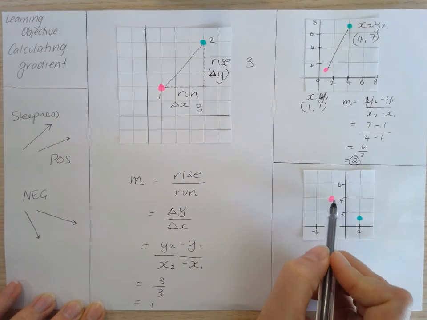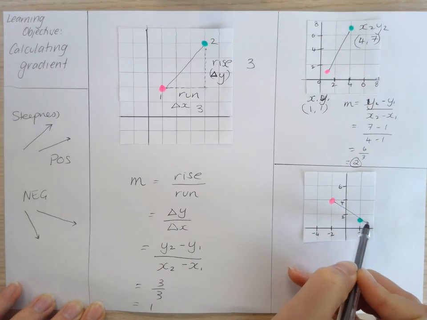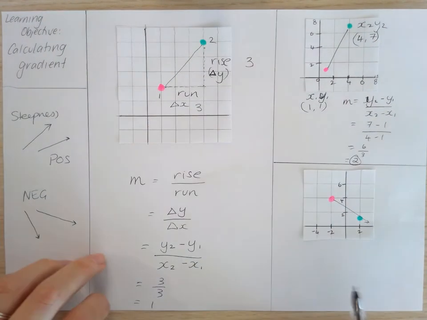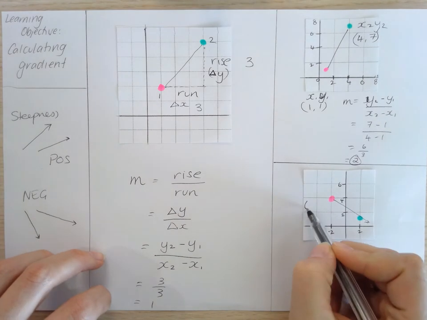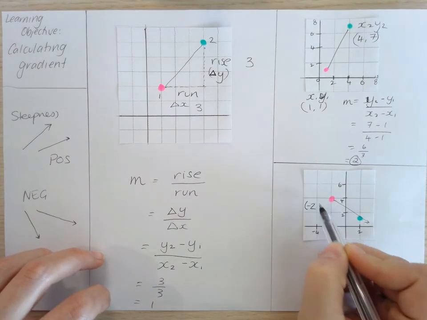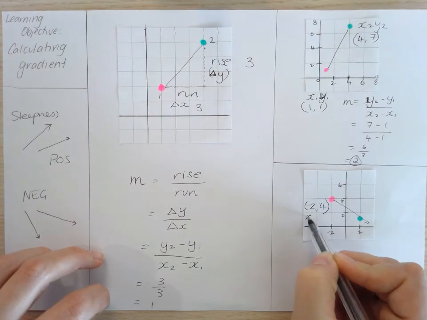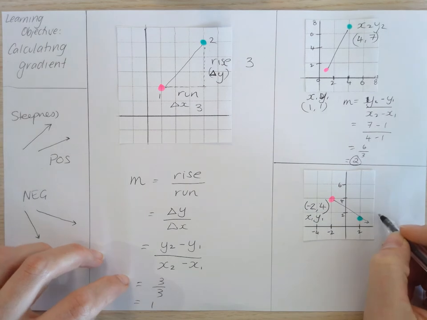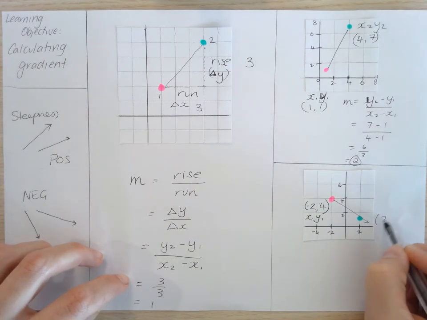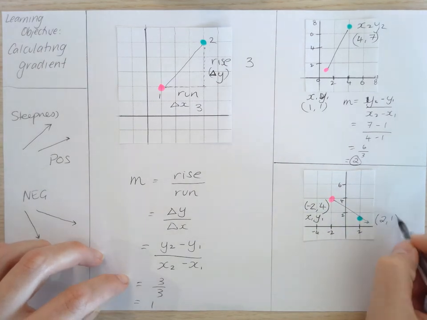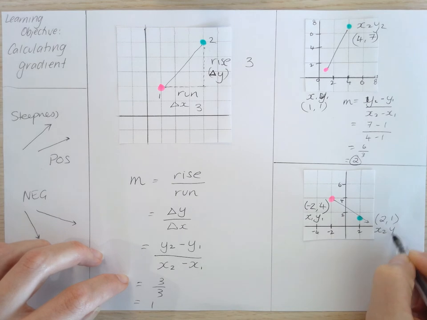This one, our line is going from left to right, and it looks like it's headed downward. So let's label our points first. We've got -2 across and 4 up. So that's our x1, y1. And this here is 2 across, and it looks like it is 1 up. And we remember that this is our x2 and y2.